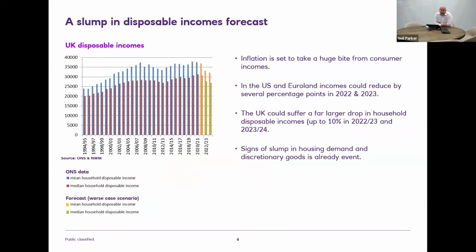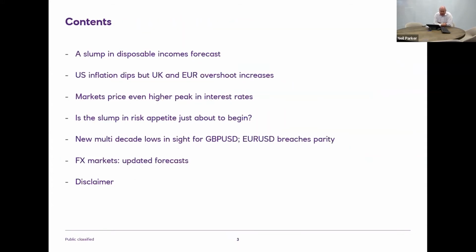But without further ado, I'm going to plough straight into my presentation on the fundamental outlook. So the first slide is the content slide that will just look at what I'm going to take a look at. I'm going to do things slightly differently to how I normally do. I'm going to take a look at disposable incomes, particularly UK disposable incomes, before then delving into the detail of what we expect to see from inflation, what the markets are now pricing for in terms of interest rates, and also other areas with regard to things like risk appetite and our forecasts on currencies. But let's have a look at that next slide on disposable incomes.